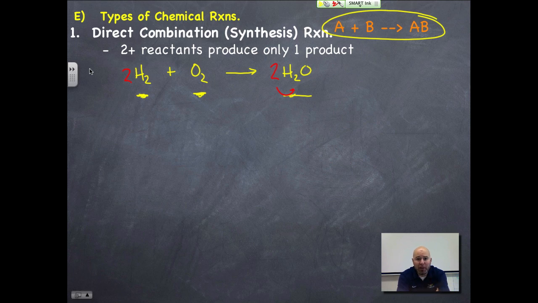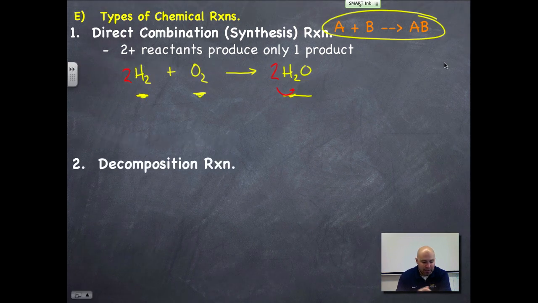This is a direct combination reaction. It's as simple as saying 2 or more reactants produce only one product. We can have more than 2, and I'll show examples later on, but that's a simple direct combination reaction.